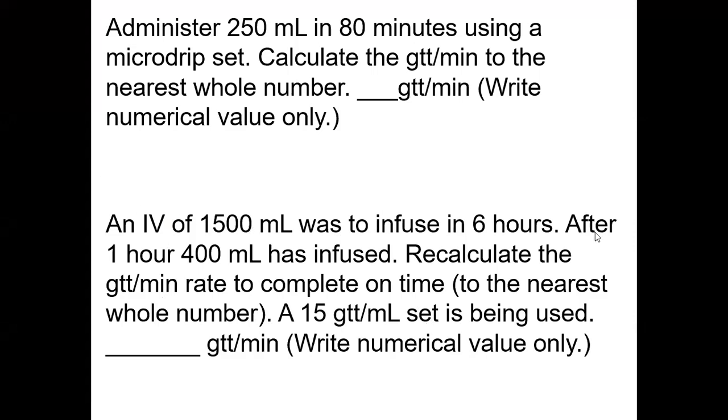So we have 1500 mLs infusing over 6 hours, and after 1 hour, 400 has infused. So 1500 minus 400 gives us 1100 mLs now that we have. Okay, and then we have to recalculate the drop rate to complete on time. We started with 6 hours. It's been 1 hour. So that leaves us with 5 hours. And remember, our time will have to be converted to minutes. So let's go to the whiteboard.